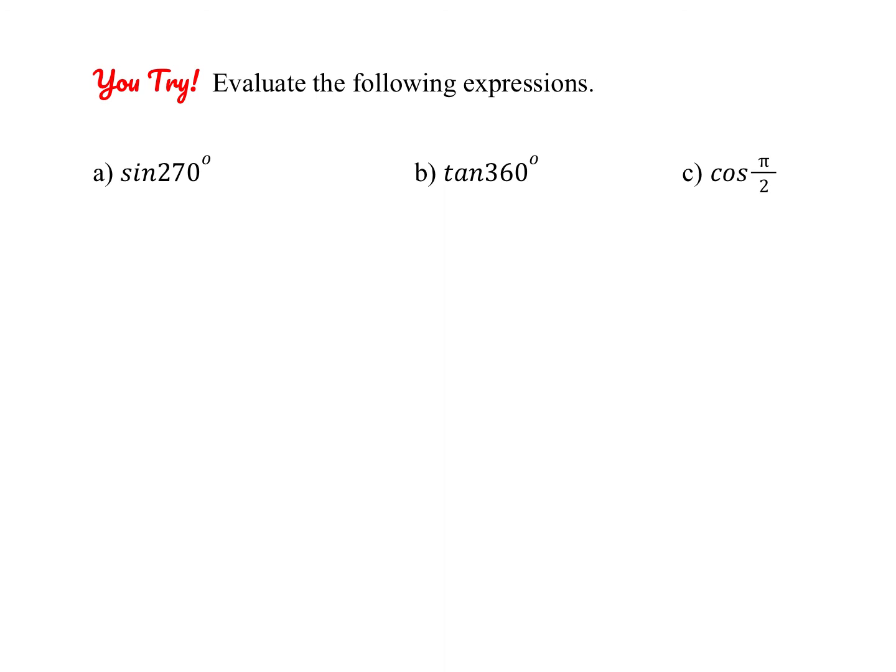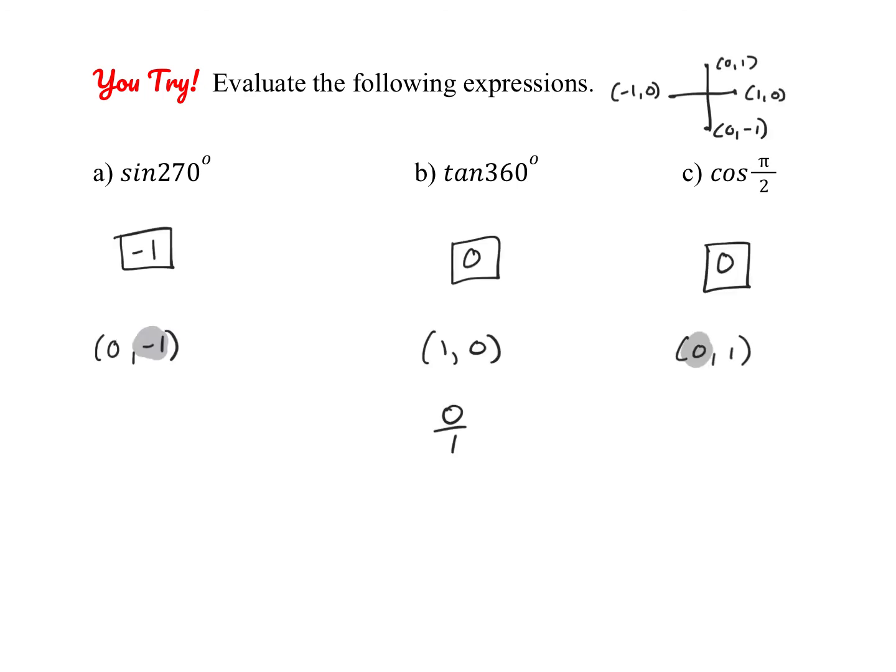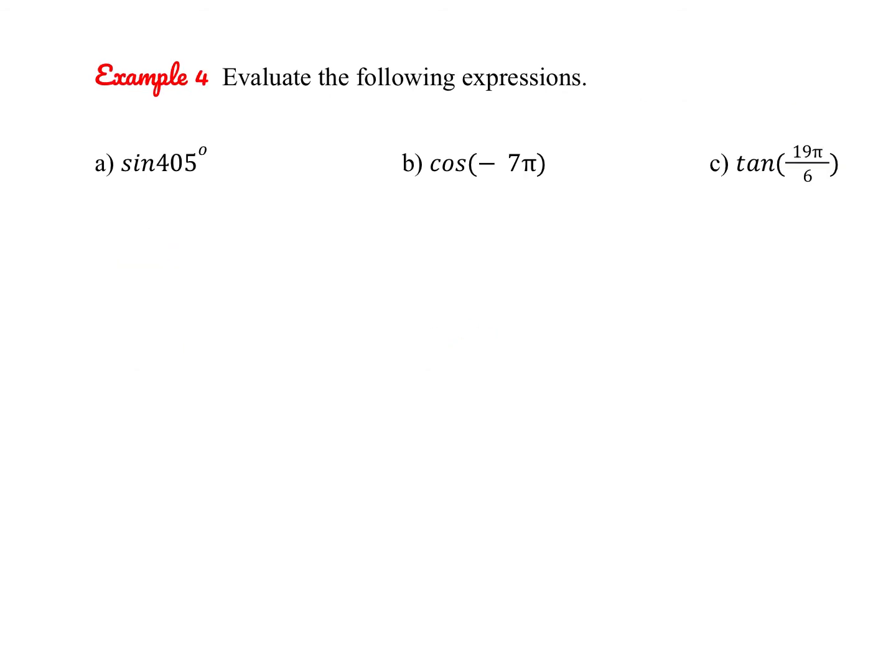All right, go ahead and pause the video and give these 3 a try on your own. All right, go ahead and check your answers here. So here you can see, I drew the picture again, but I actually wrote out which coordinate was the coordinate of that angle, and then remember for sine you do the y value, for tangent it's y over x, and for cosine it's the x value. All right, let's try a couple more together.